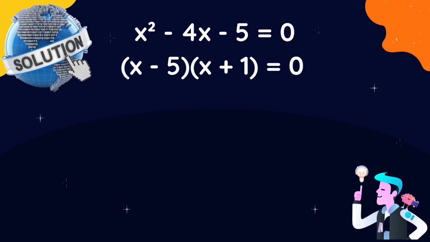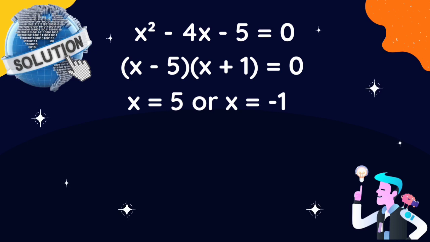When you divide through by the common factor 3, you are going to have x squared minus 4x minus 5 equal to 0, just to simplify the expression. And then you factorize this quadratic equation. When you factorize this quadratic equation, you are going to have two factors, which is x minus 5 and x plus 1.